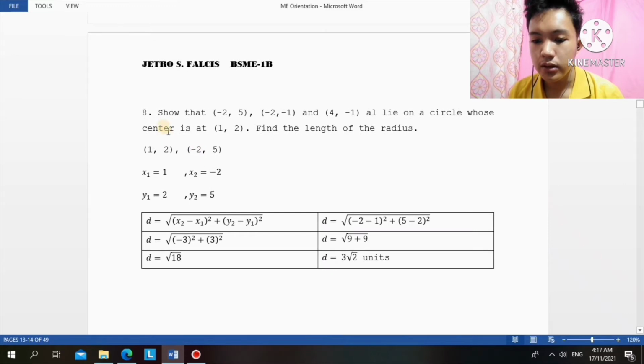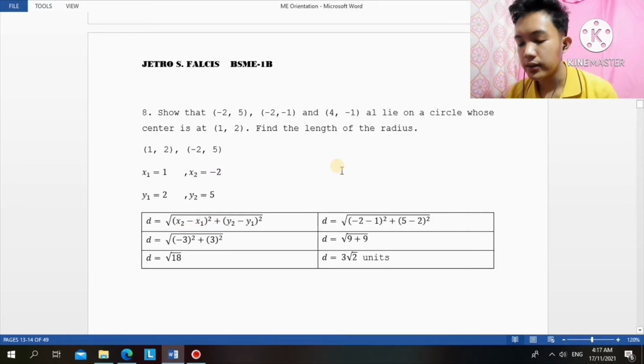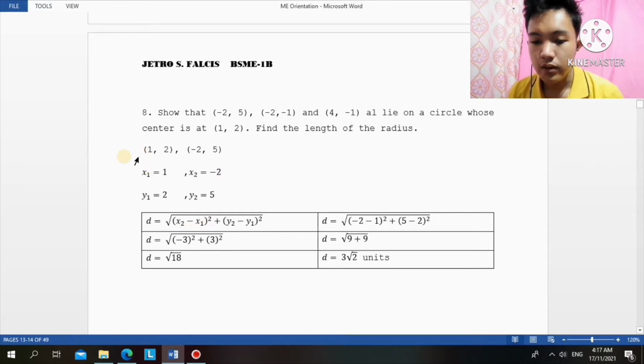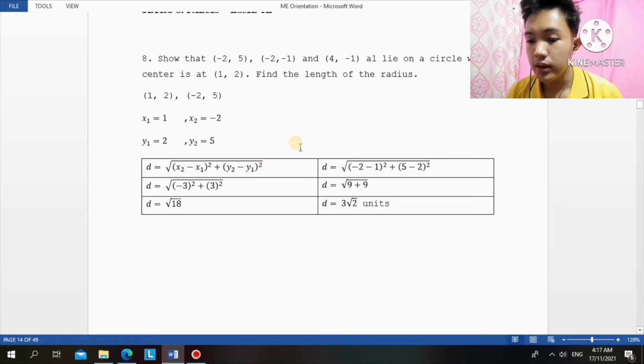So number 8, show that -2, 5, -2, -1, and 4, -1 all lie on a circle whose center is at 1, 2. Find the length of the radius. So to solve the radius, let's get the distance from 1, 2 and -2, 5. So to get the radius, let's use the distance formula, which is d equals the square root of x sub 2 minus x sub 1 squared plus y sub 2 minus y sub 1 squared.